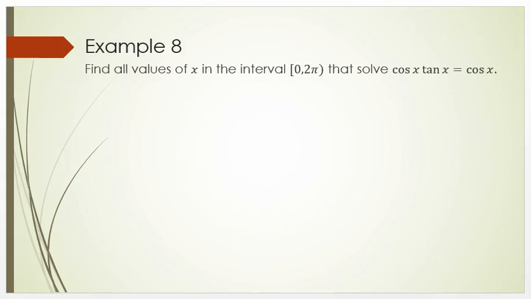So let's look at an example with an extraneous solution on it. Again, do not divide both sides by cosine of x. You would lose answers if you did that. So instead, I'm going to take the cosine of x times tangent of x, and I'm subtracting cosine of x from both sides of the equation. So now I have everything set equal to 0.